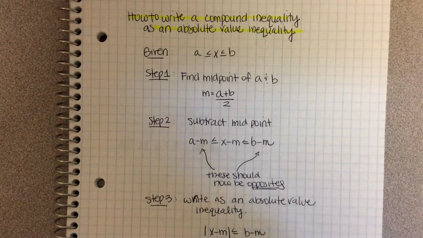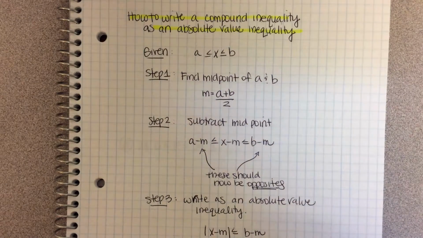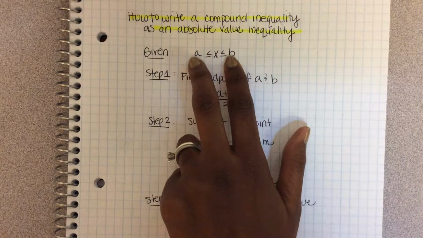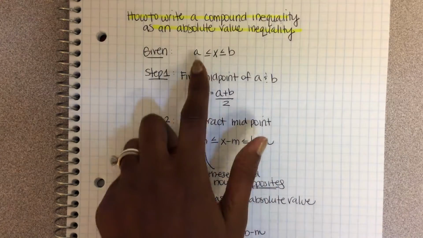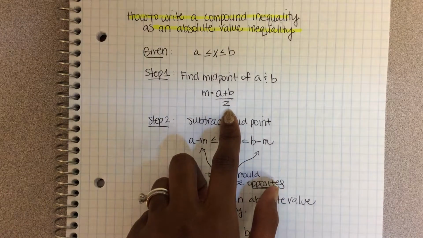So ultimately when we're thinking about absolute value, that means that they are equidistant from zero, but now we're trying to figure out what these two values are equidistant from. They are equidistant from their midpoint. So in order to find the midpoint, you add these two values and divide by 2.